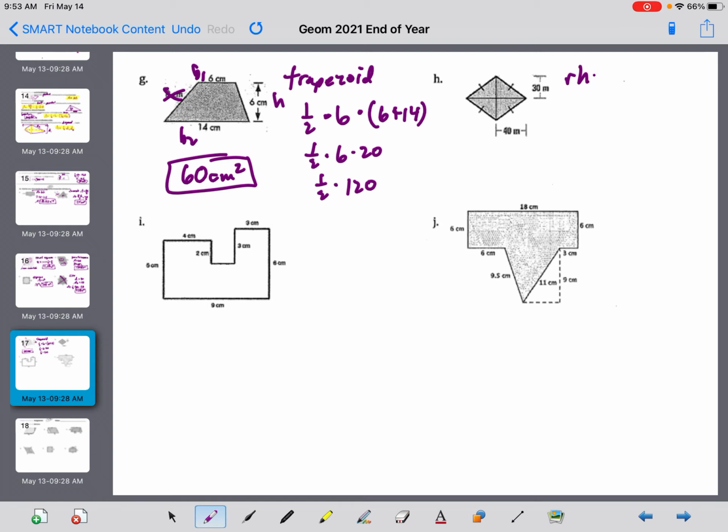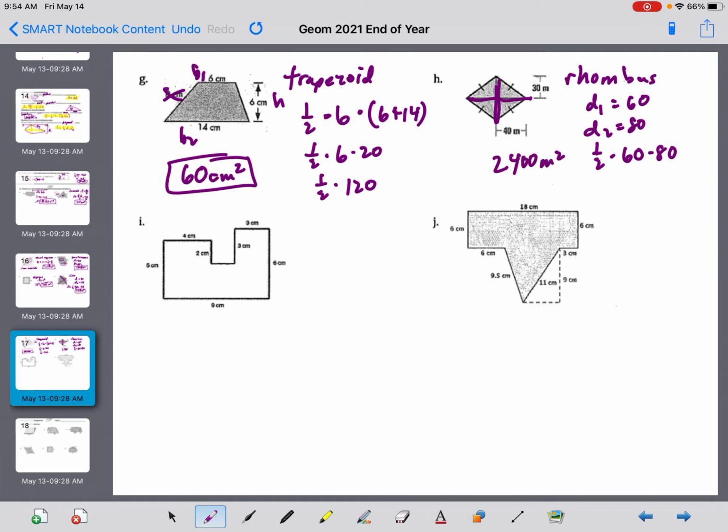This one is a rhombus. Rhombus is just like the one above it, just like a kite. This diagonal would be 30 plus 30, so D1 is 60. This diagonal would be 40 plus 40, that'd be 80. So it's going to be 1/2 times 60 times 80. Be 2,400 meters squared.